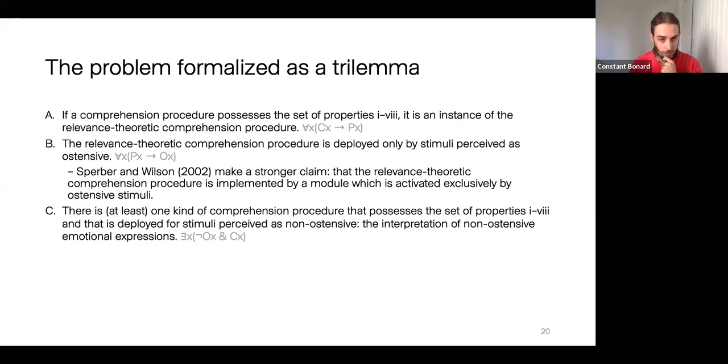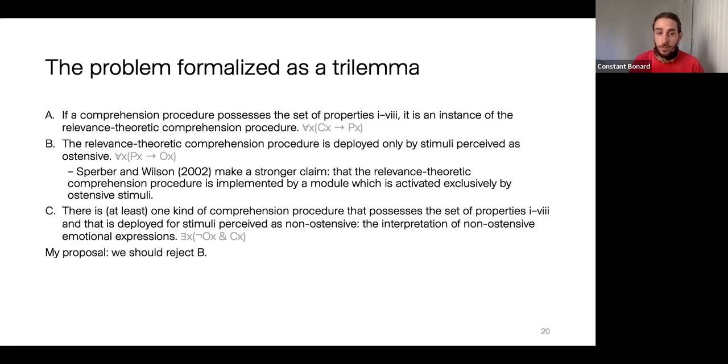And the third horn of the trilemma is that there is at least one kind of comprehension procedure that possesses the set of properties 1 to 8, and that is deployed for stimuli perceived as non-ostensive. And this case is the interpretation of non-ostensive emotional expressions. I've substantiated this claim with the example of Pauline's birthday, but I could have illustrated with the other examples I've given above how it's very plausible that we interpret non-ostensive emotional expressions through the set of properties 1 to 8. At least if we find it plausible that the set of properties 1 to 8 is deployed for ostensive cases, it should be just as plausible for these cases, it seems to me.